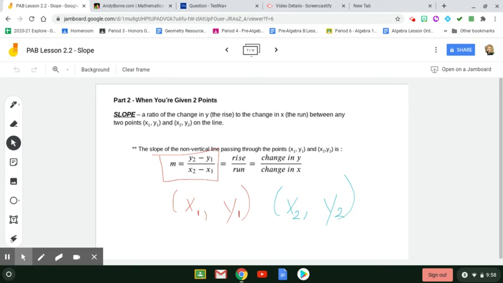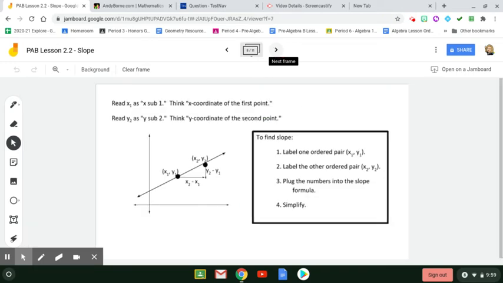So pretty much what you do is you take your two Y values and you subtract them. Then you take your two X values and you subtract them. So how the formula works is you take the Y value that's in the second spot and you subtract it from the Y value that's in the first spot. You divide that by the X value that's in the second spot minus the X value that's in the first spot. So remember it as your change in your Y over your change in your X, which is still the same exact thing as your rise over your run.